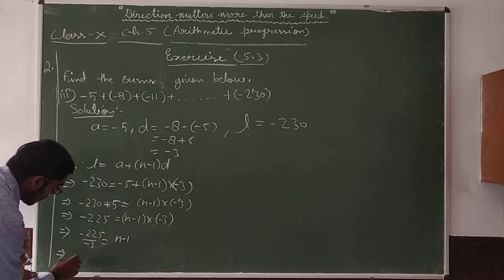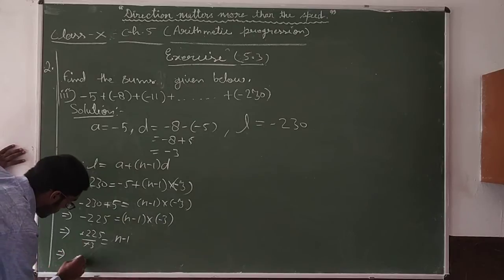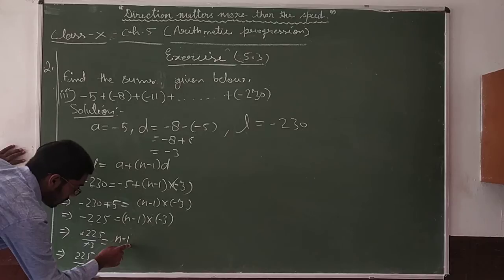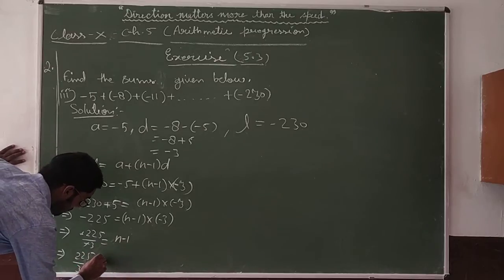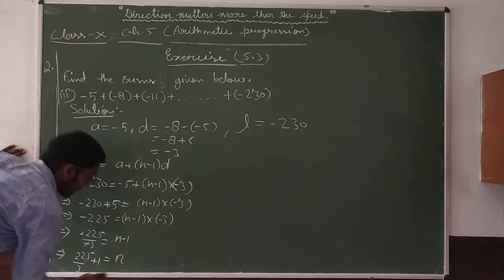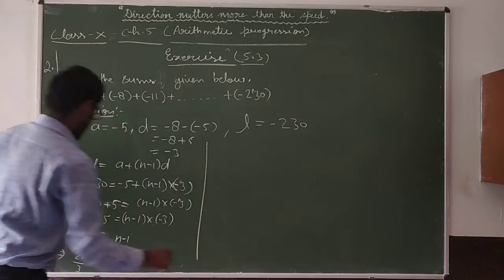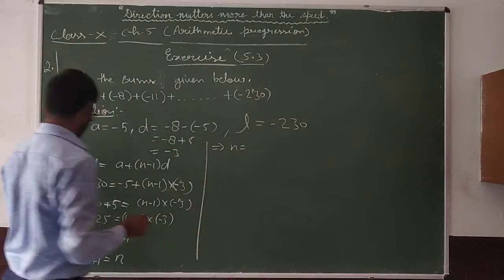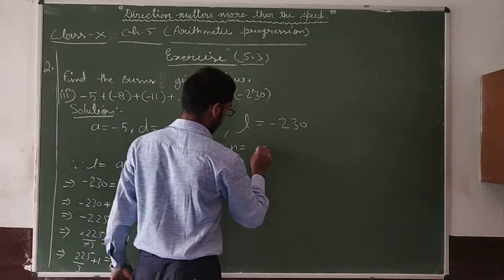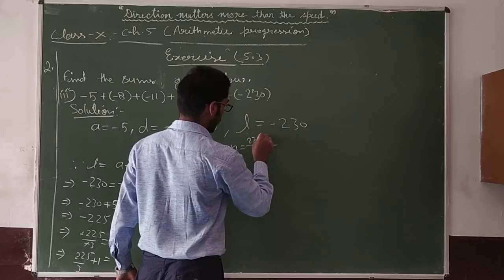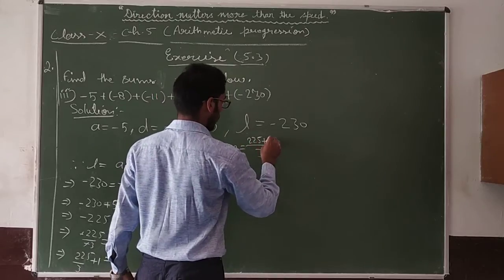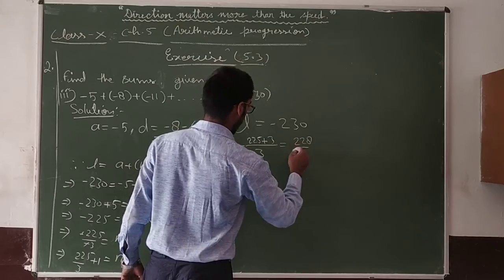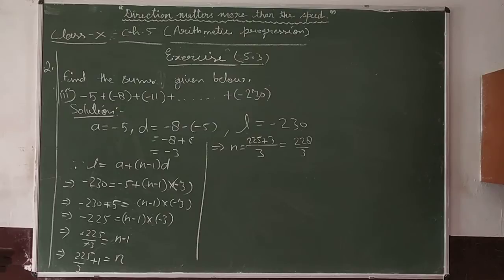Here minus minus cancels, so 225 upon 3. When we transpose minus 1 to the LHS, it becomes plus 1, so 225 upon 3 plus 1 is equal to n. So n is equal to, taking 3 as the LCM, 225 plus 3, then you will get 228 upon 3. It means the value of n is equal to 228 upon 3.